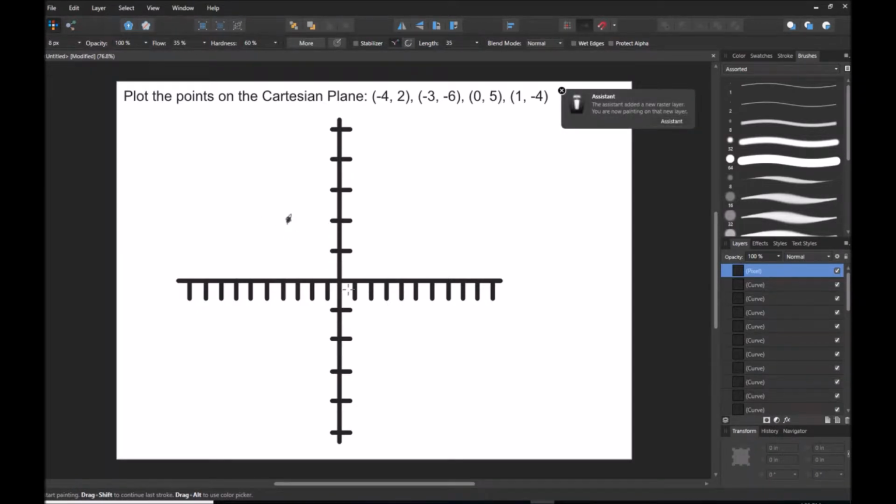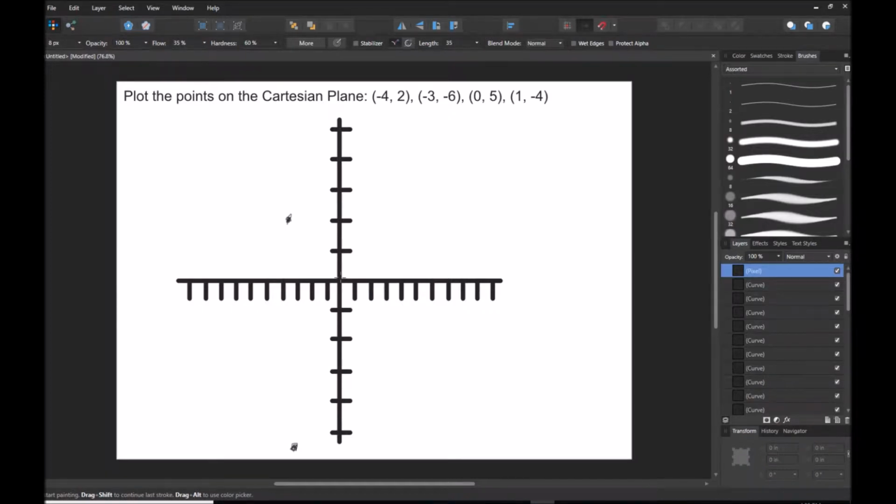And then the next point is -3, -6, and so we count again 3 spaces to the left of the origin because it's a negative x value, and then we would go down 6 spaces below the origin because it's a negative y value. That's actually going to be off the graph, so we go 1, 2, 3, 4, 5, and then somewhere down here would be -3, -6.